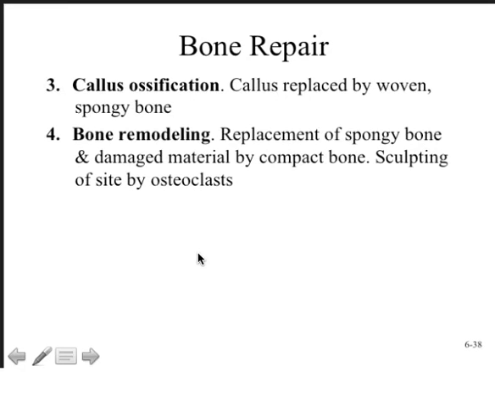The replacement of the spongy bone and the damaged material by compact bone is the remodeling phase, and this happens as a result of a combination both of osteoclast and osteoblast activity. What the osteoclasts tear down, the osteoblasts redeposit in a manner that's going to essentially reform the bone the way it was prior to the break.